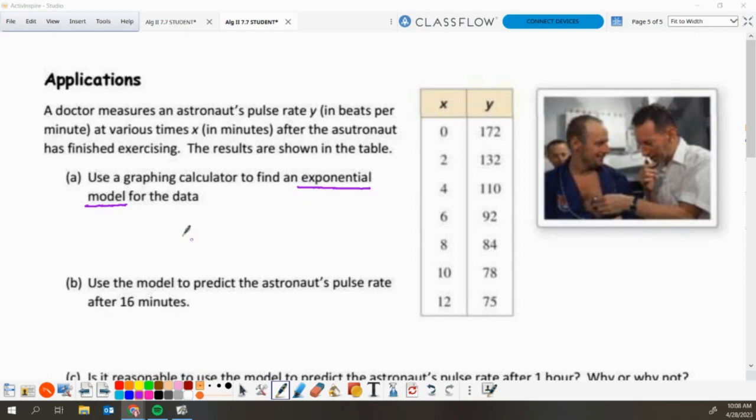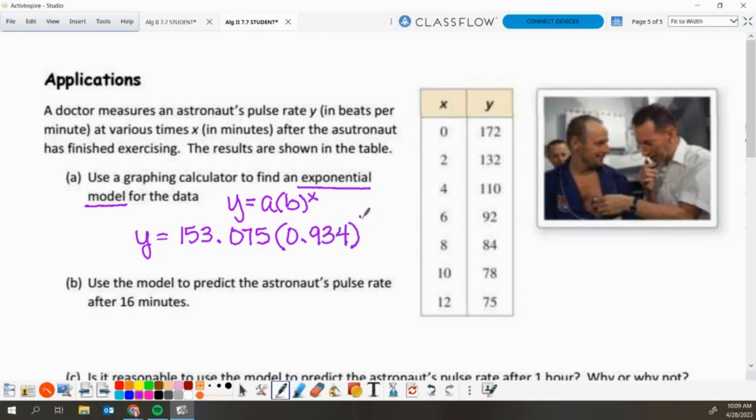All right, so in the calculator, the exponential model looks like this. Y, and then you have A, and then B to the X, or it uses a multiplication symbol in here. I like the parentheses better. I just think it's cleaner, but you can use the multiplication if you want to. So y equals our A value we should have gotten is 153.075 if you are rounding to 3 decimal places. Then you're going to do a parenthesis. Your B value is 0.934. And then we're raising that to the X power.